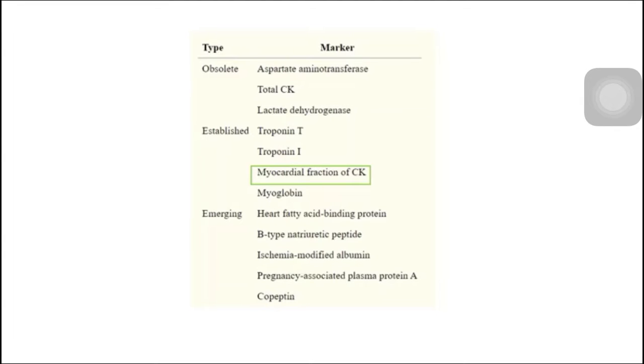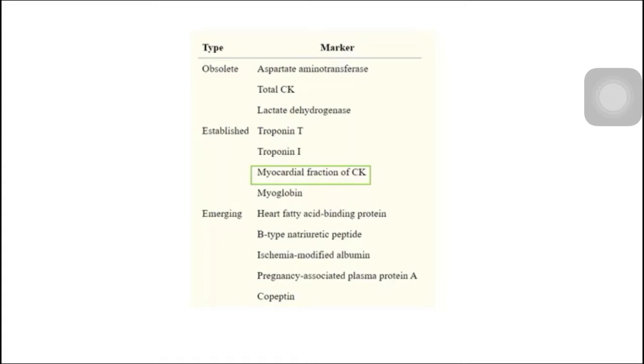So, remember po, the CKMB rises in the serum at 4 to 9 hours po. Again, 4 to 9 hours after the onset of chest pain. Also, it peaks at 24 hours po, and it returns to baseline values po at 2 to 3 days po.